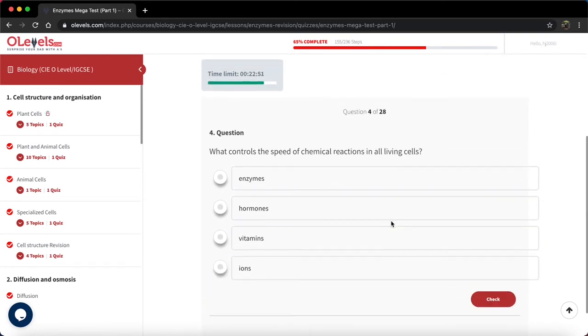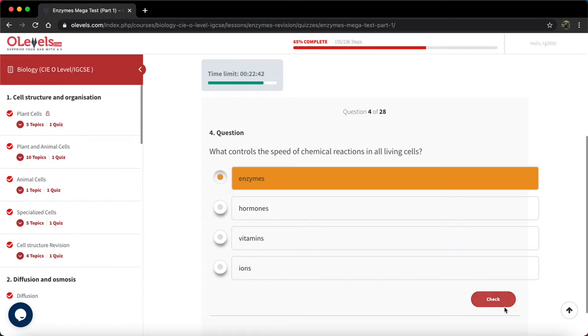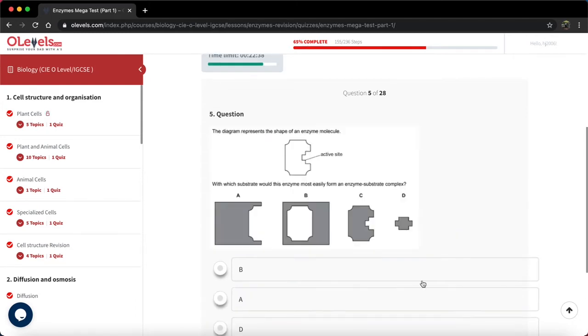Next. Okay. Now, what controls the speed of the chemical reactions in all living cells? What controls the speed? Enzymes. Next, the diagram represents the shape of an enzyme molecule. Okay, this is an enzyme. With which substrate would this enzyme most easily form an enzyme substrate complex?